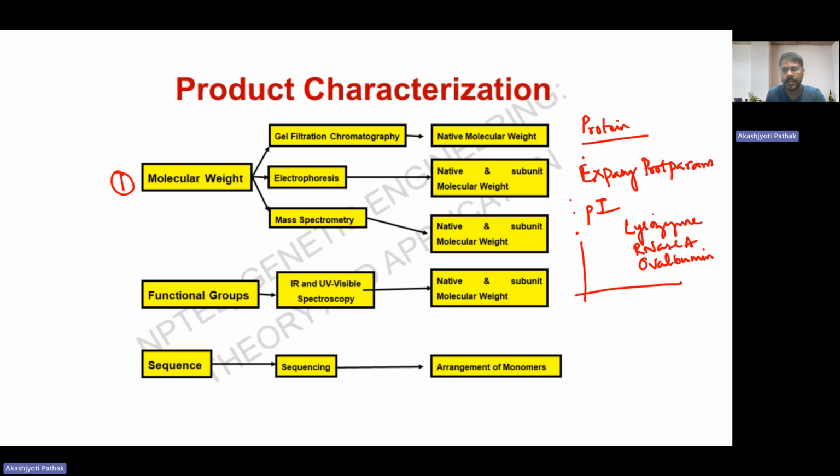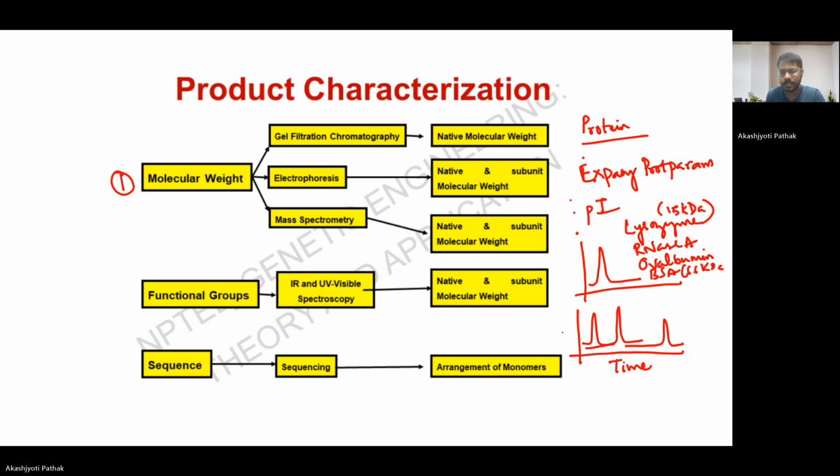For example, lysozyme has a molecular weight of 15 kDa. You can also run BSA, which has 66 kDa. Once you run all these different proteins, you will get different peaks. For lysozyme, you will have a peak here. Lysozyme has a small molecular weight, so it will be eluted much later. BSA has 66 kDa, it will be eluted somewhere here. RNase will be eluted, say, somewhere here. This is the time and this is the absorbance.